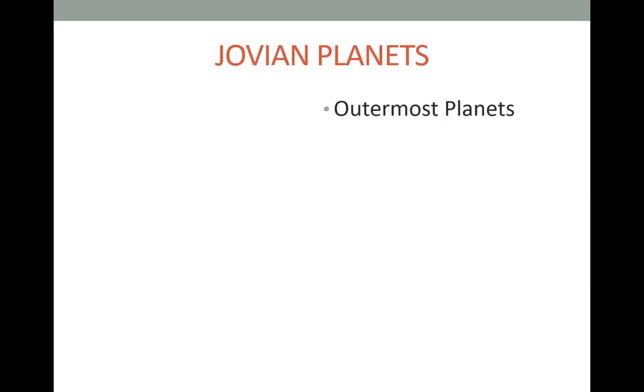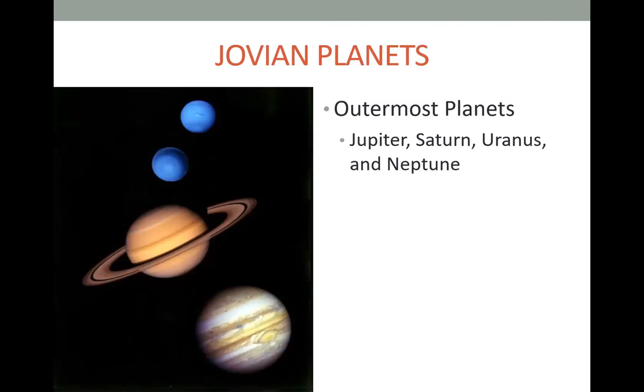Now, the second category of planets that we have in our solar system are called the Jovian planets. A lot of students by accident will put an L at the end and call them the jovial planets. Well, jovial means happy, and these are planets. They don't have emotions, so that's kind of a silly thing to do, but it is surprisingly and depressingly common. But sometimes these are called the outermost planets because they are admittedly the furthest planets away from the sun.